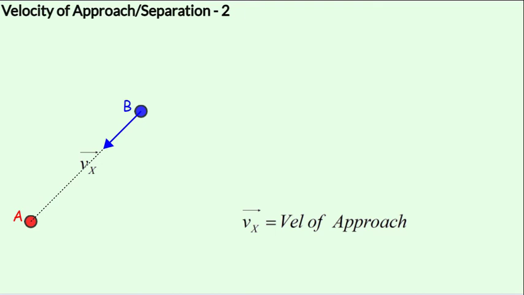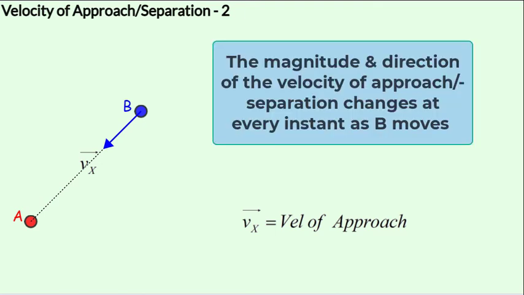Also keep in mind that as B moves in the vertically downward direction, Vx or v cos theta will be changing at all times, which means that the velocity of approach or separation will be changing as the position of B keeps changing, even while the relative velocity remains constant.